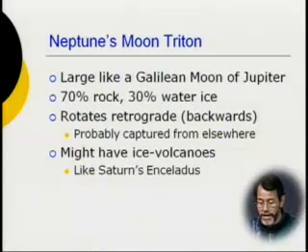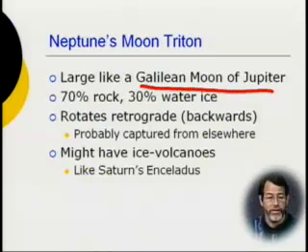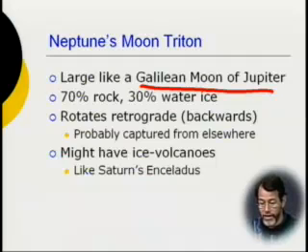So Neptune has a large moon. It's Triton. It's like a Galilean moon of Jupiter. Saturn has a large moon, Titan, but I think Triton is even larger. It is not covered by much of an atmosphere, though. Uranus has nothing similar. Uranus does not have a large moon like Neptune does.